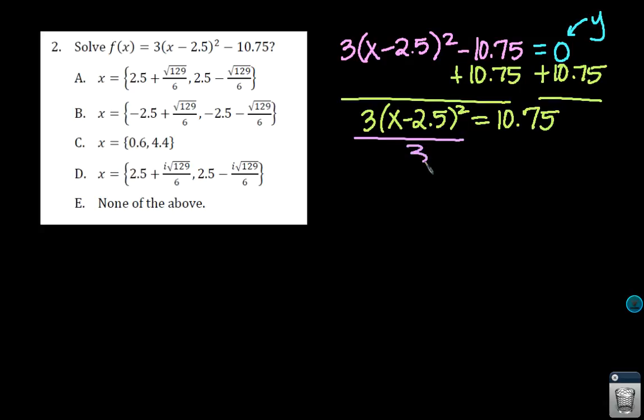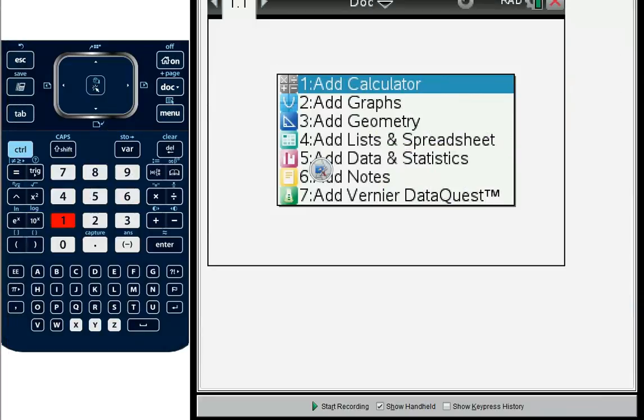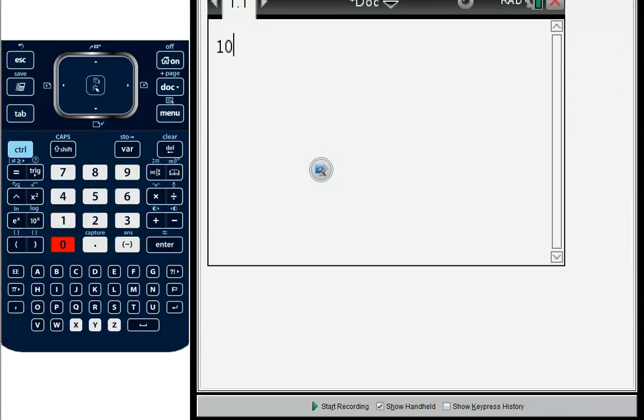Then I'm going to divide both sides by 3. 3 over 3 cancels to 1 and leaves us with the square of the difference of x and 2.5 equals 10.75 divided by 3. So if I go to my calculator, 10.75 divided by 3 gives me this crazy decimal, 3.58333. That actually means that those 3's repeat.